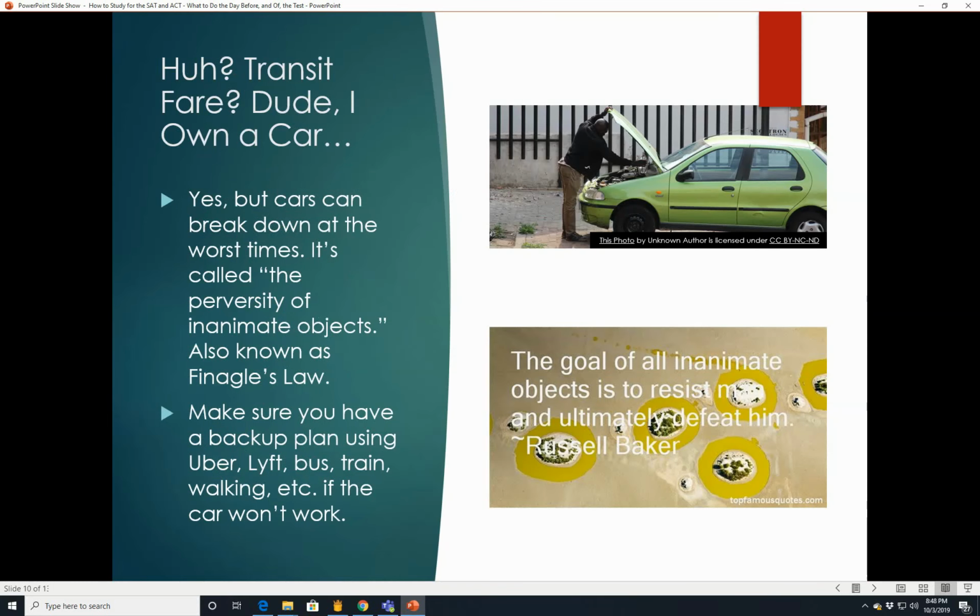Huh? Transit fare? Dude, I own a car. That's great, but cars can break down at the worst times. It's called the perversity of inanimate objects, also known as Finagle's Law. So here we have a quote. "The goal of all inanimate objects is to resist man and ultimately defeat him." Russell Baker. So it does seem that way.